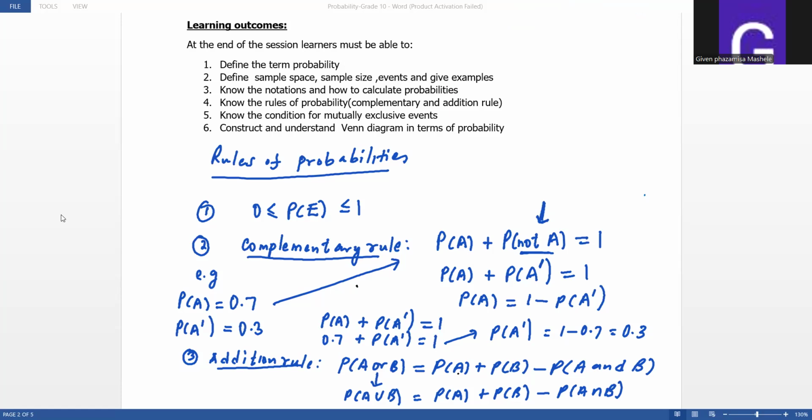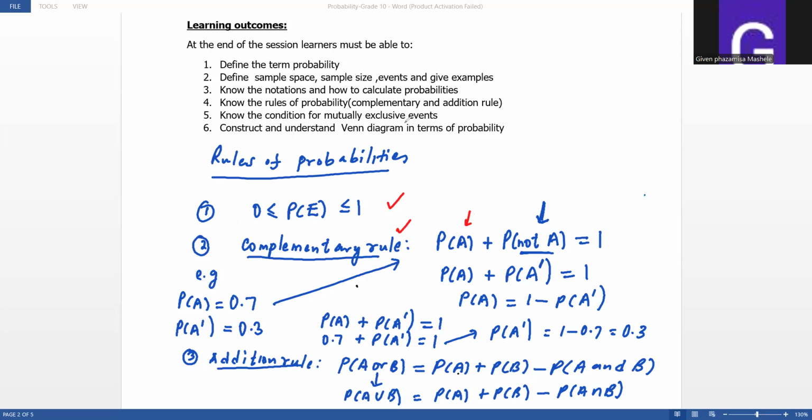So just to sum up here, the probability of any event always ranges between 0 and 1, 0 being impossible, 1 being certain. And 0.5 is just equal chances of an event to occur. Then we also have the complementary rule, which states that the probability of event A and not A should always add up to 1.